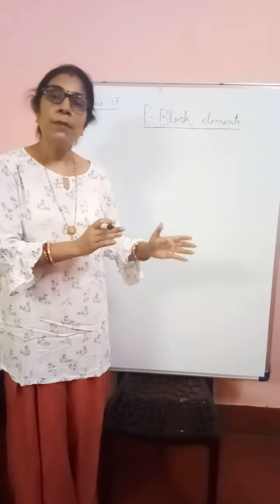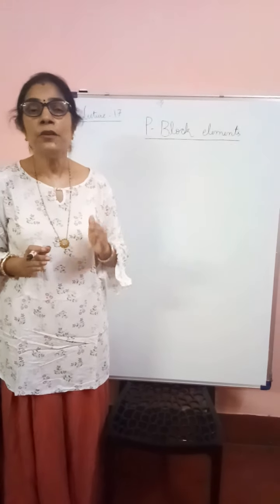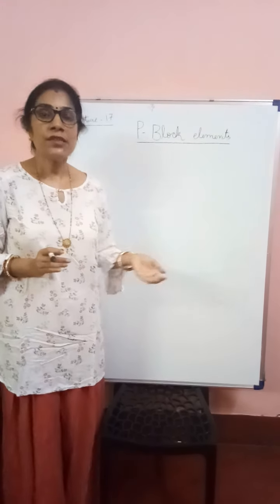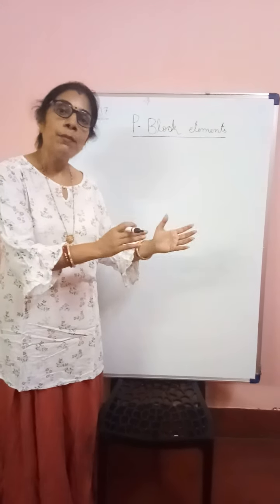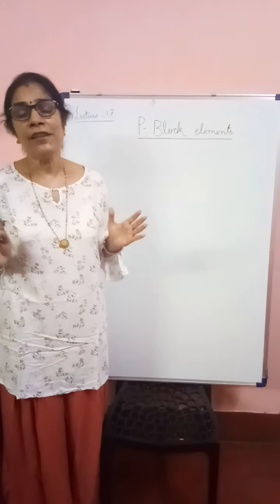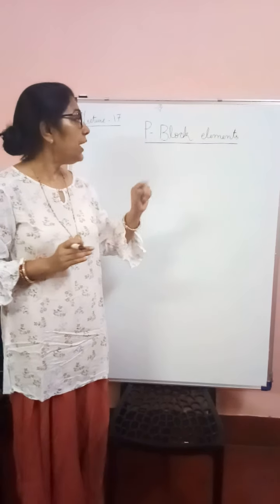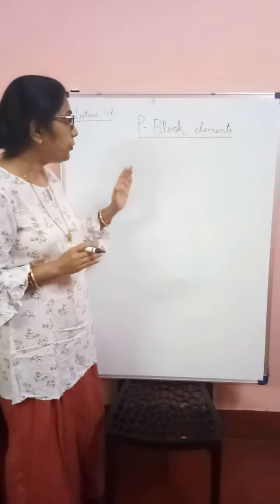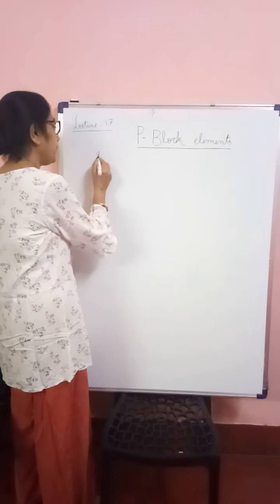S block elements and P block elements collectively are known as representative elements. S block elements comprise group 1 and group 2 elements, alkali metals and alkaline earth metals. P block elements comprise group 13 to group 18. So today I am going to begin with group 16.